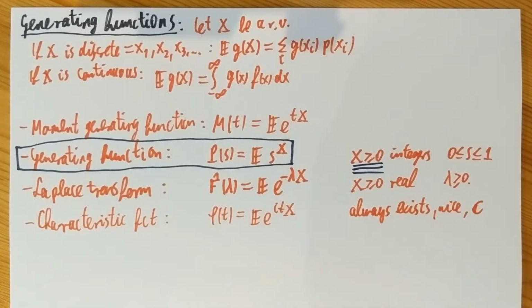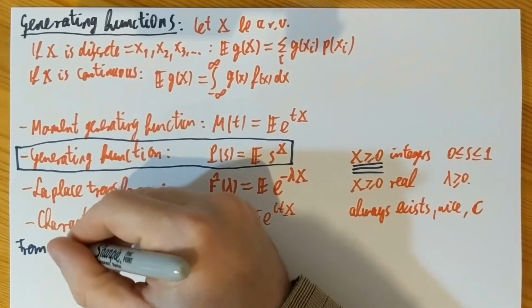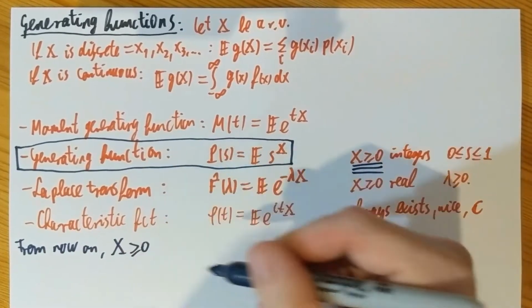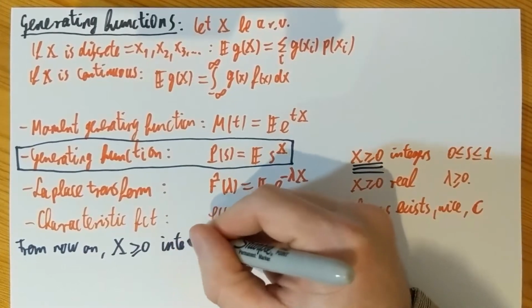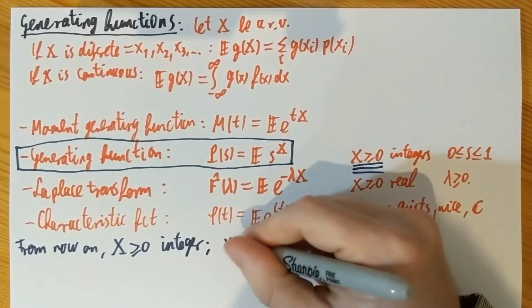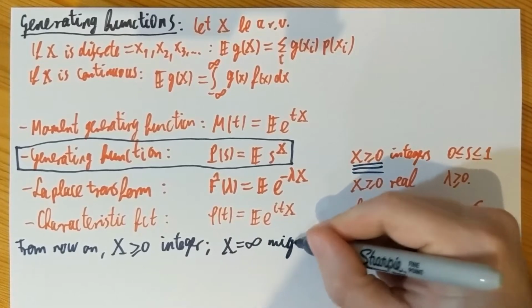Okay, so let me then define the generating function. So from now on, at least in this part of the unit, x is going to be a non-negative integer random variable. There's going to be one small complication, namely x equals infinity might also have a positive chance.